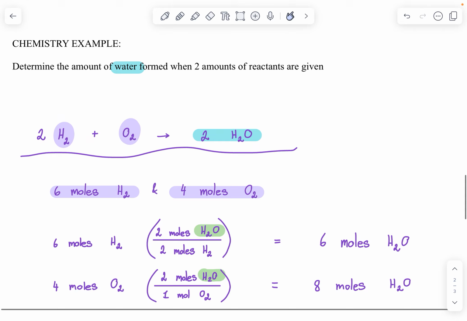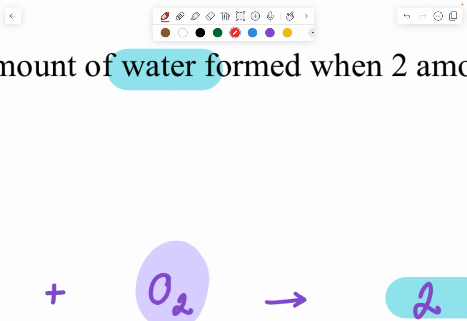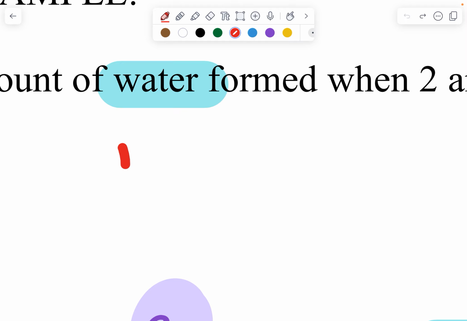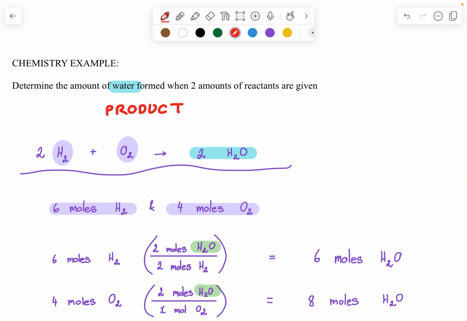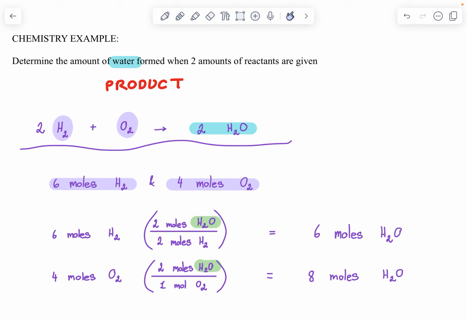Let's look at it. Here we have a question. Determine the amount of water formed. What is water? It's our product. How much of it do we get with the two reactants we are given? Let's look at this first equation. First off, I want you to notice that we're already given the balanced equation. Let's go straight into our problem.